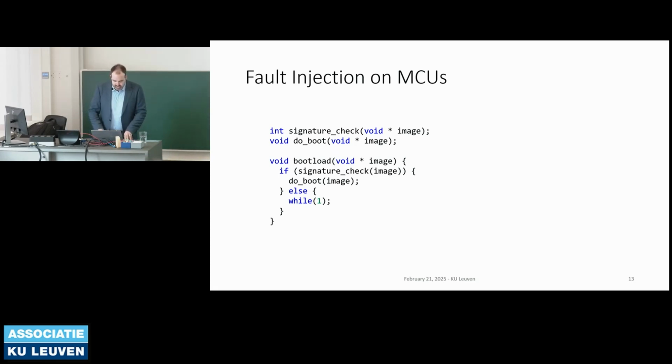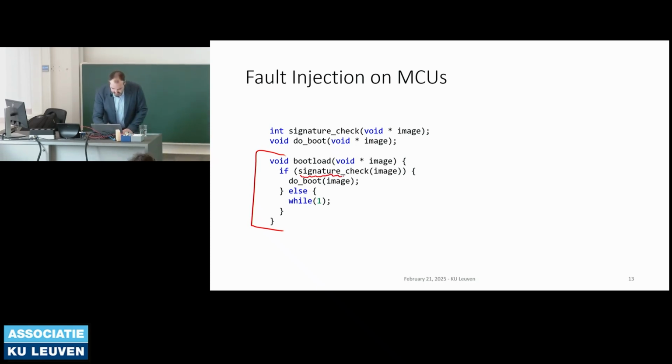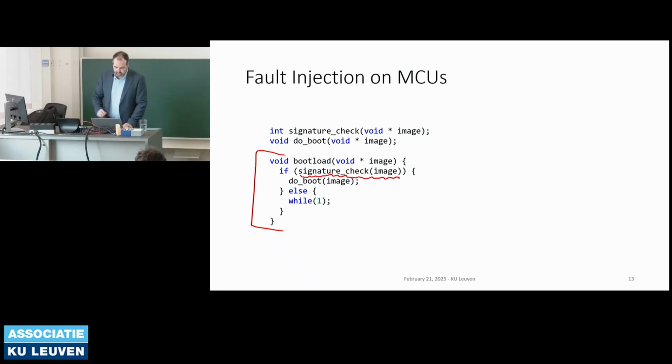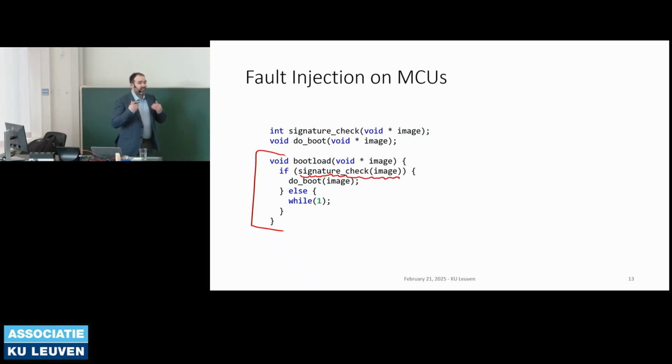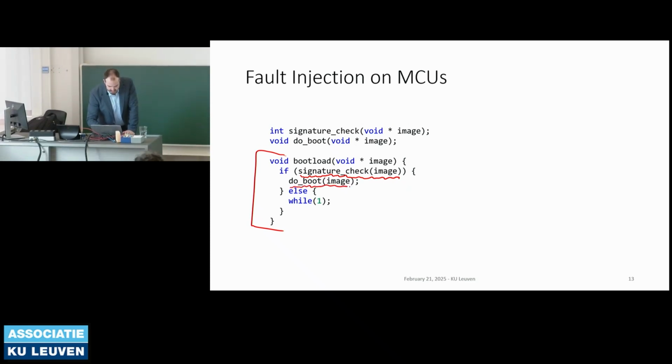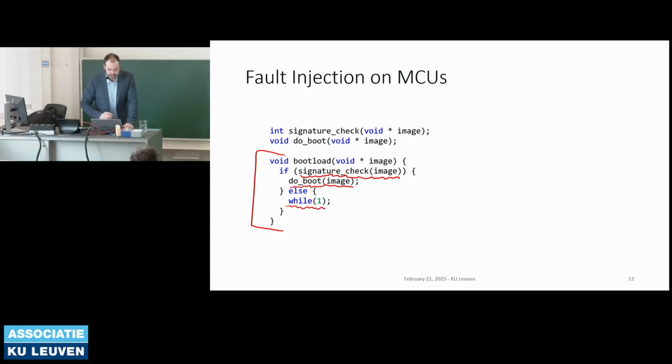But fault injection is interesting because if we had this code here, this was from sort of bootloader type code, and I've modified it a bit to be more generic, we have this function that is called when there's a new firmware image to boot. As one does for security, there's a signature check on the image. If that signature is good, it will boot the image. Otherwise, it goes into an infinite loop.